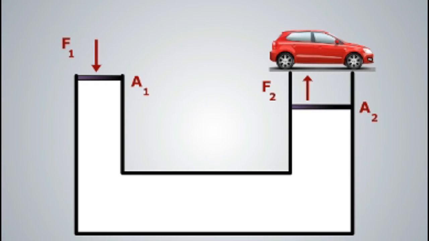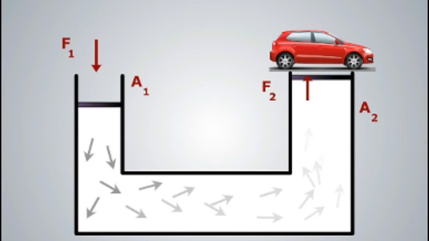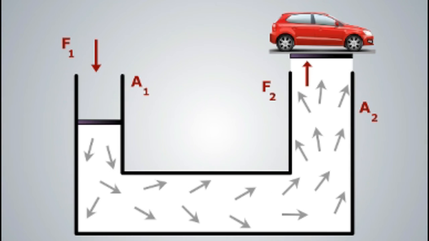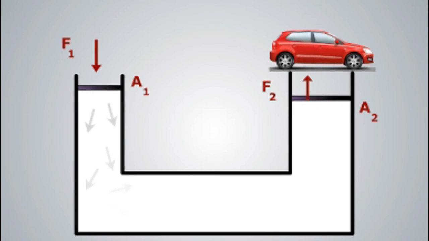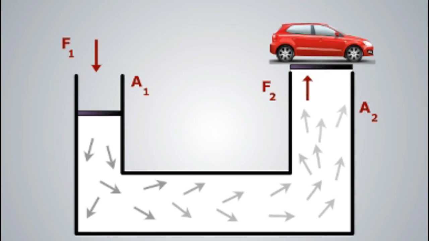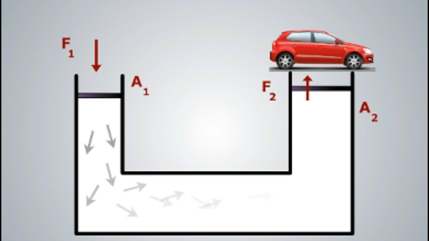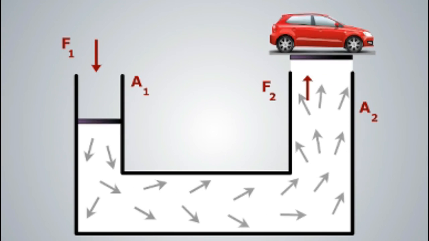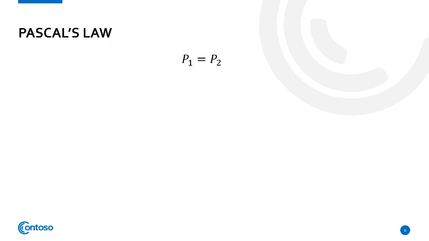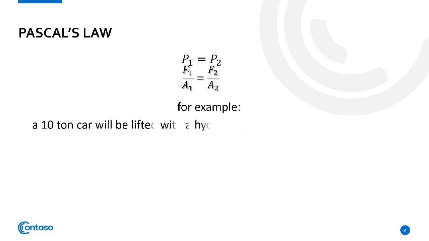Check this illustration. The pressure in the A1 surface will be passed through the fluid towards the A2 surface, so that the small force on the small surface is the same as the large force on the large surface, so that even heavy objects can be lifted. For example, a 10-ton car will be lifted with a hydraulic jack.